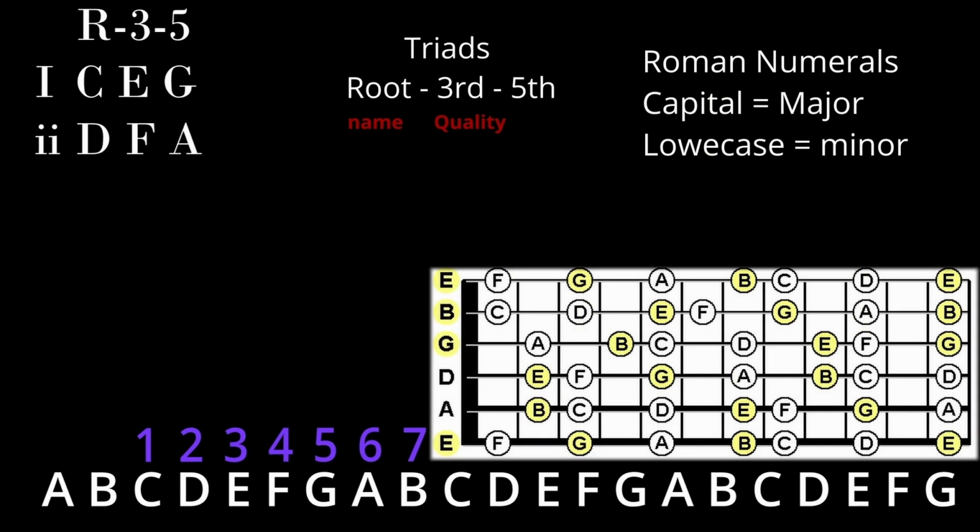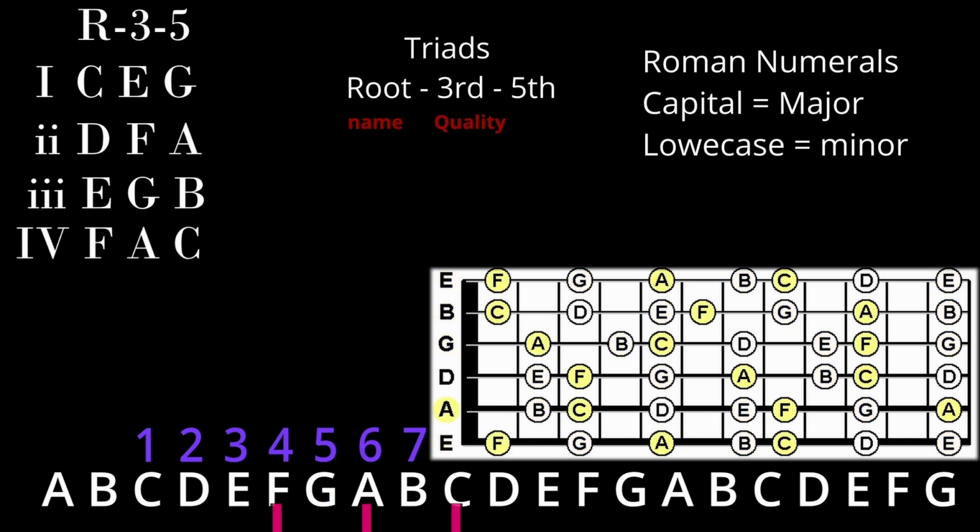Starting on the third, I build my triad E, G, B. The 3 chord is a minor chord. Starting on my fourth, F, I build a triad of F, A, C. The 4 chord is major. The 5th chord would be G, B, D.